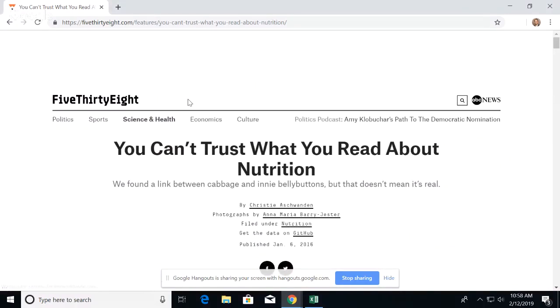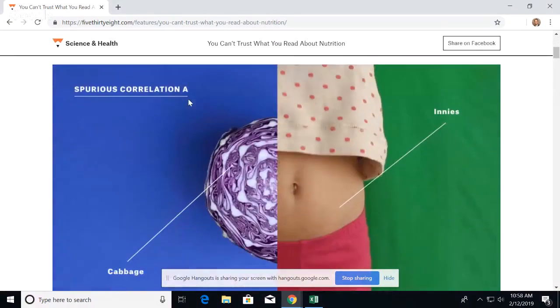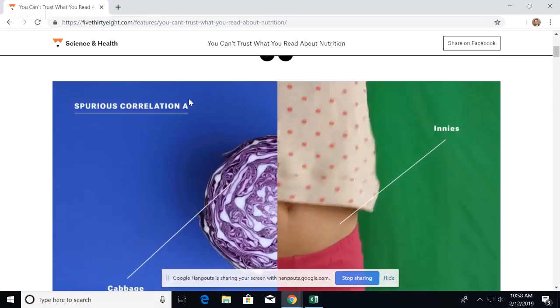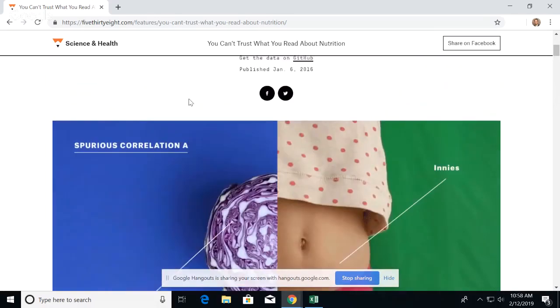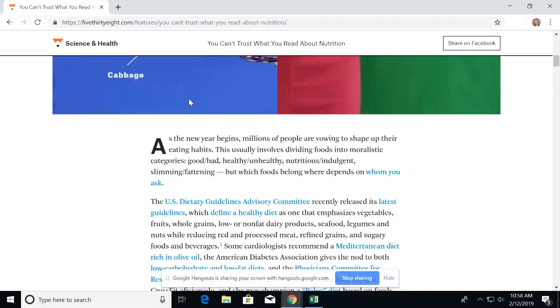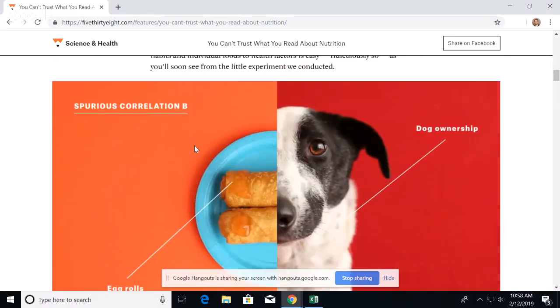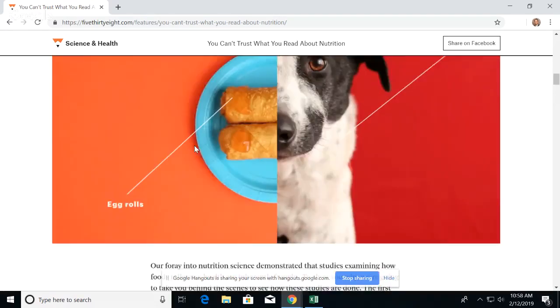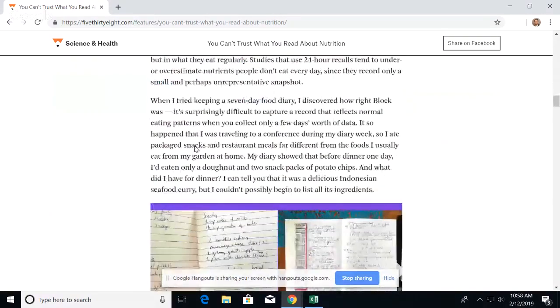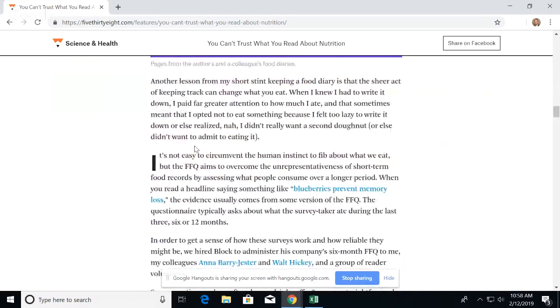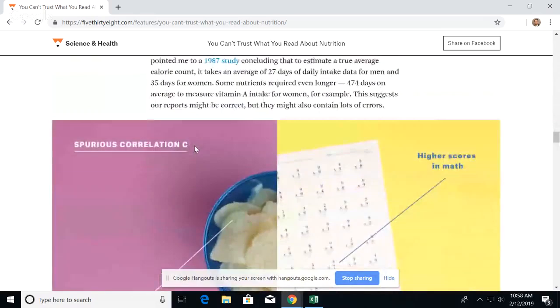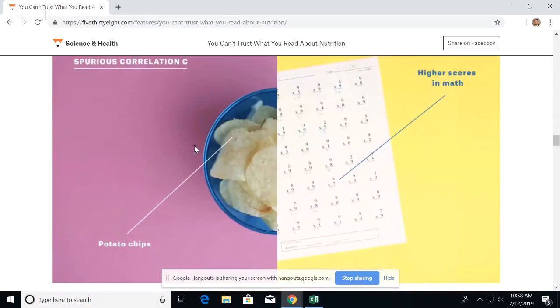Okay. I got it. All right. So he says that there's a correlation between cabbage and whether you have an belly button. There's a correlation between egg rolls and dog ownership. But anyway, this is a fun little thing to read. How about potato chips and higher scores in math? Eat your potato chips.